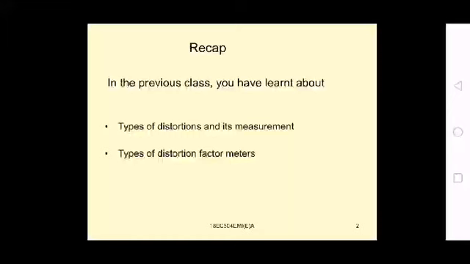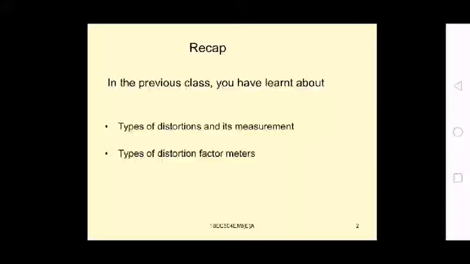Based on that we calculate the total harmonic distortion. There are different types of distortion factor meters, but in our syllabus we have the distortion factor meter which calculates the total harmonic distortion. It will not calculate the individual distortions; it only calculates the distortion caused by all the harmonics together, which is called total harmonic distortion. The original signal will be there, and you will have different harmonics.